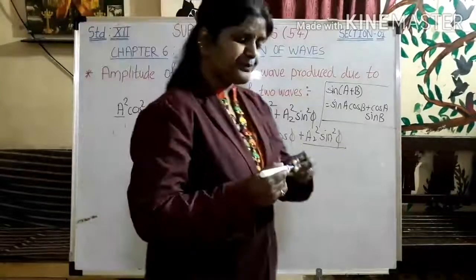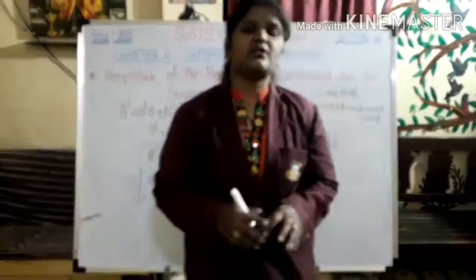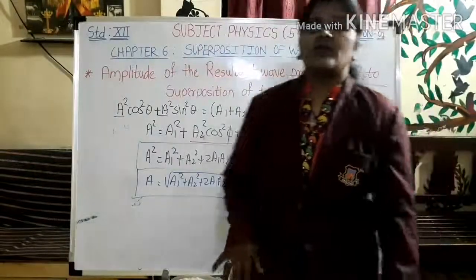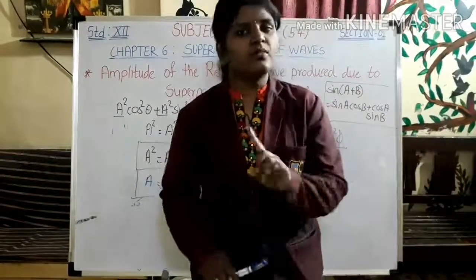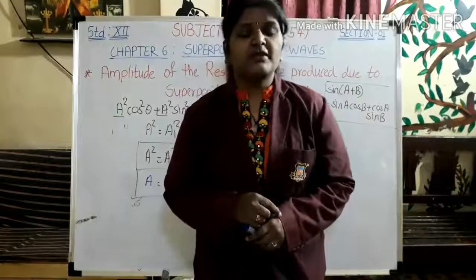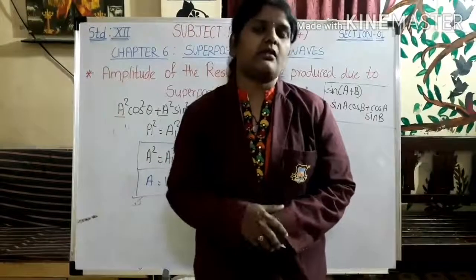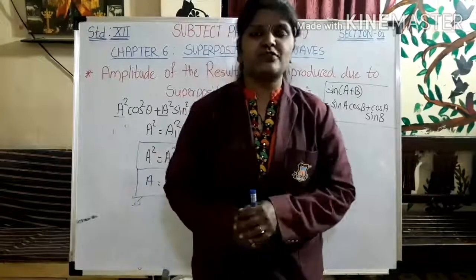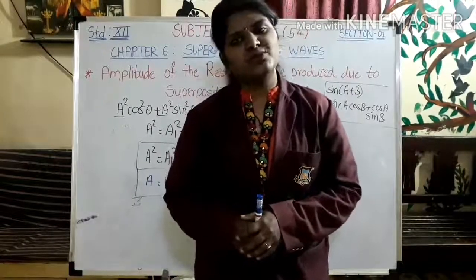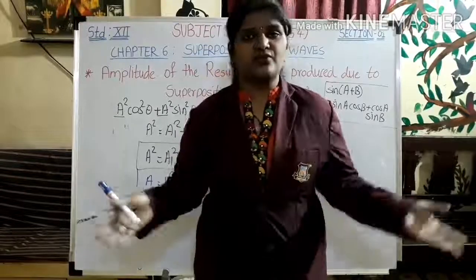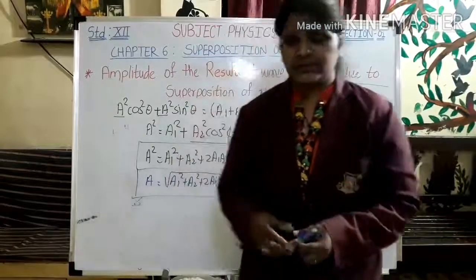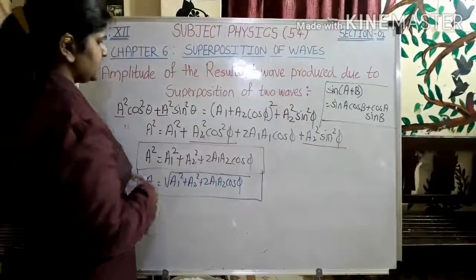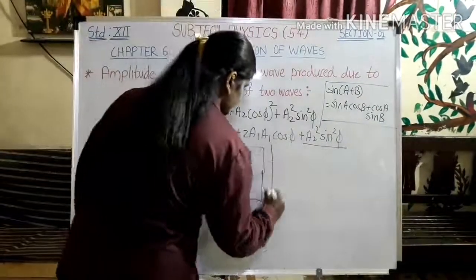Okay, now we are going to consider some special cases of phi. If phi is equal to 0, both the waves are in phase. But if phi is equal to pi, then both waves are out of phase. So what happens to the amplitude when both the waves are in phase and when they are out of phase? Let's see. So some special cases are there that we are going to see. I will write over here.